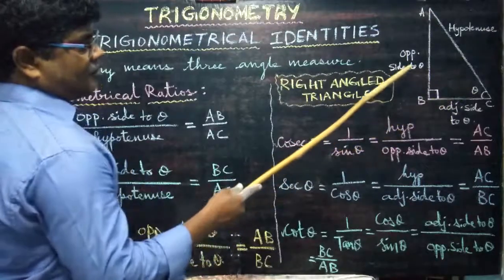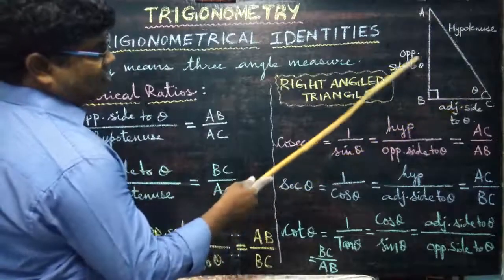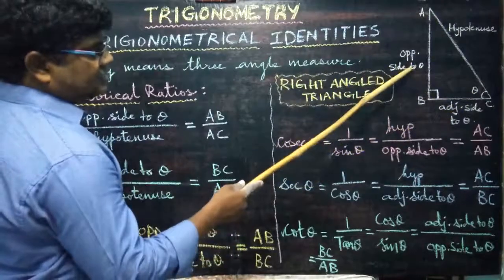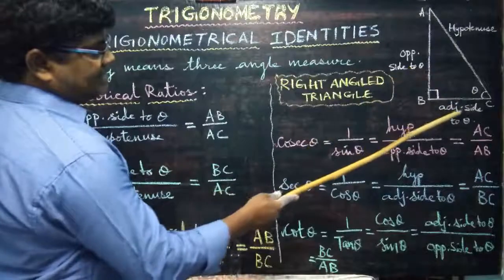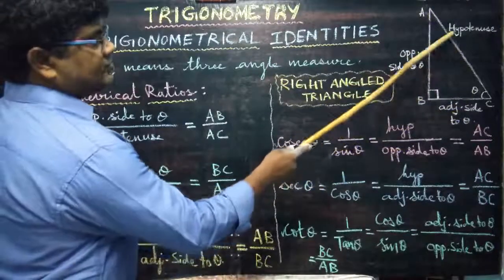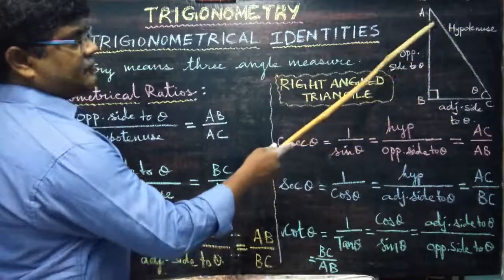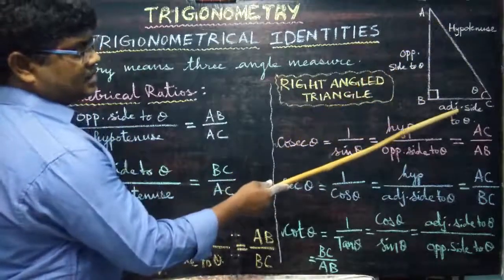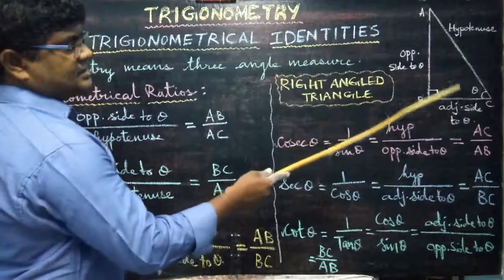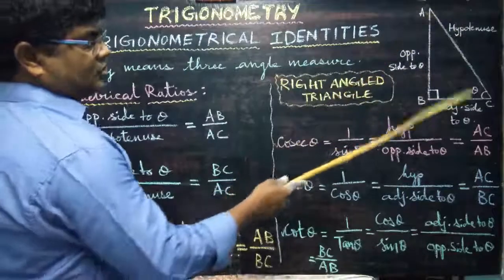And theta's opposite side, and theta's adjacent side. So this AB we call the opposite side to theta, and this we call the adjacent side to theta. And the side opposite the 90 degrees we call the hypotenuse. If I take the other angle here, this will become opposite and this will become adjacent. So it depends upon theta. Are you able to follow? So this you have to remember.